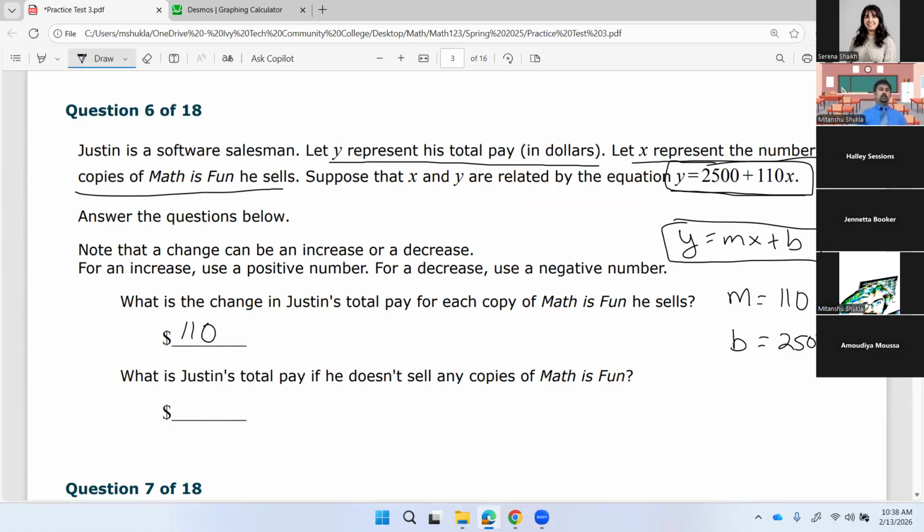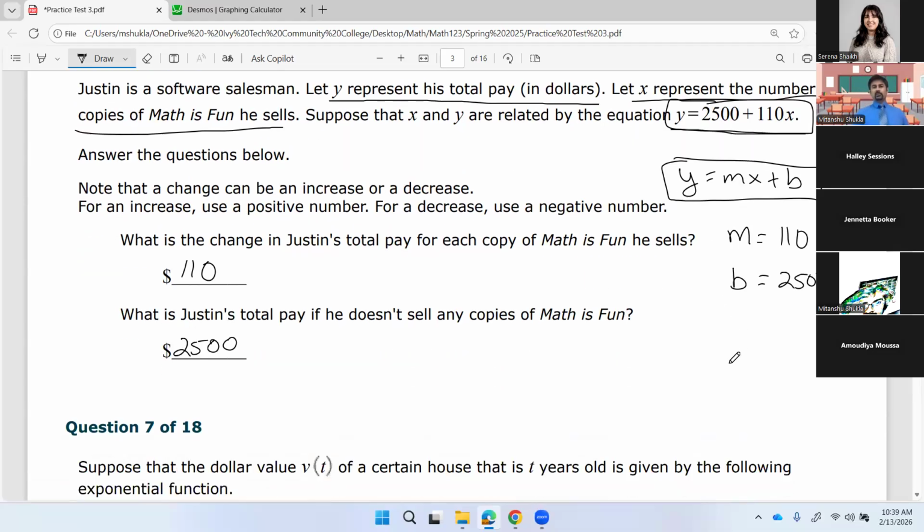Then, what is Justin's total pay if he doesn't sell any copies of Math is Fun? The 2,500. If he doesn't sell anything, he still gets paid 2,500 bucks. Shoot, sounds like a deal to me. Okay, then that's it. Any questions? This one was pretty straightforward.